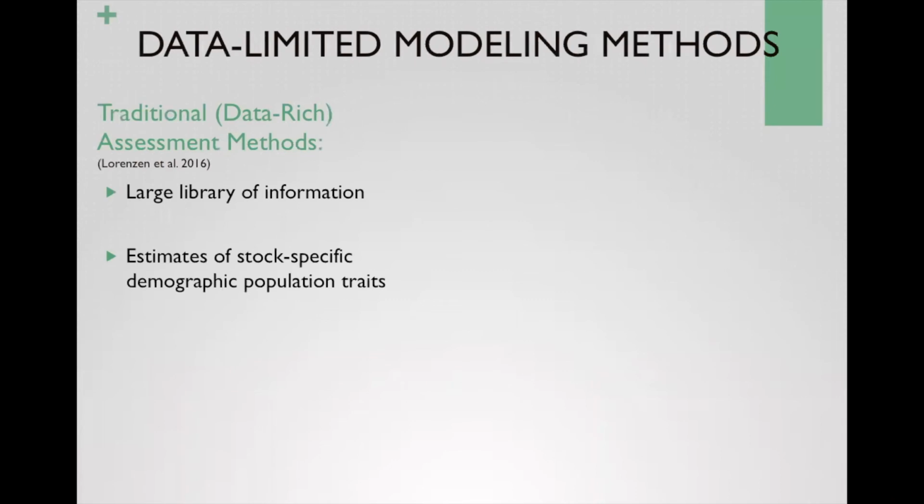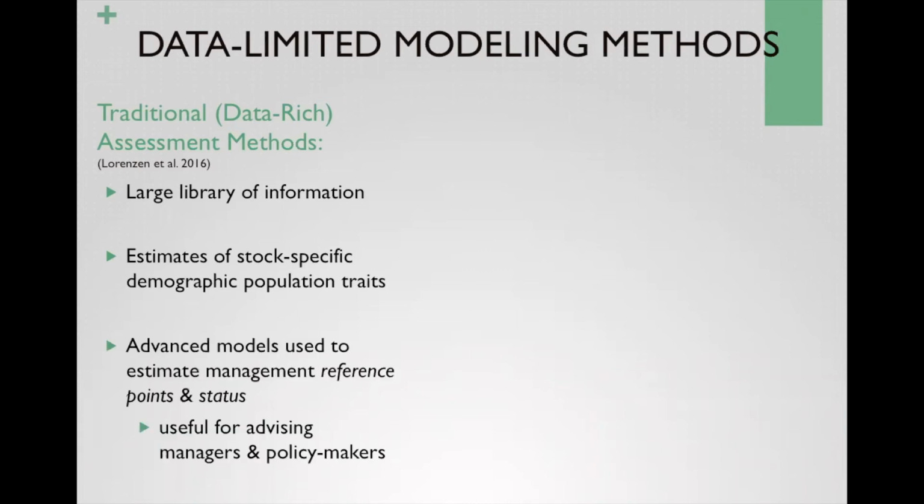So, traditional data-rich methods. When a fishery has a large, reliable library of available information, for example, age and size class data, stock-specific demographic population traits can be determined, these being mortality rate, growth rate, etc. And advanced mathematical models can be utilized to evaluate status and help estimate valuable management stock reference points to help ensure effective management. So what is a reference point?